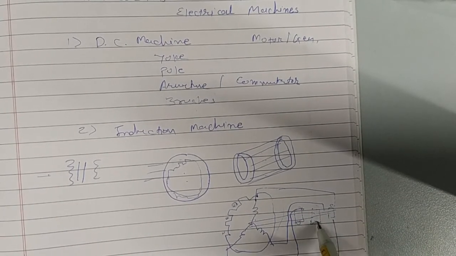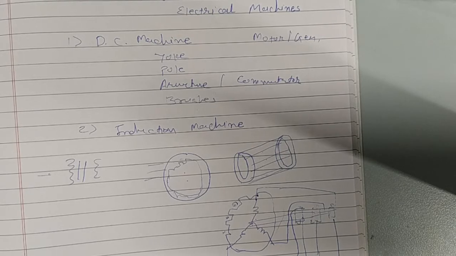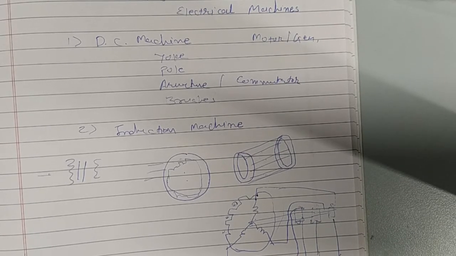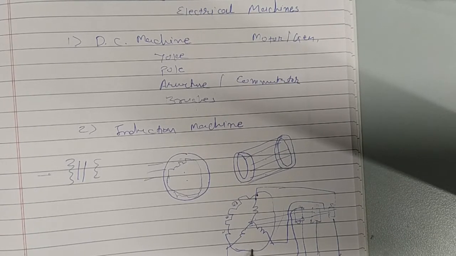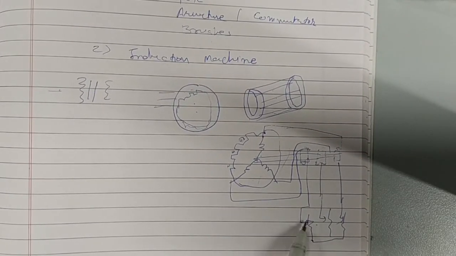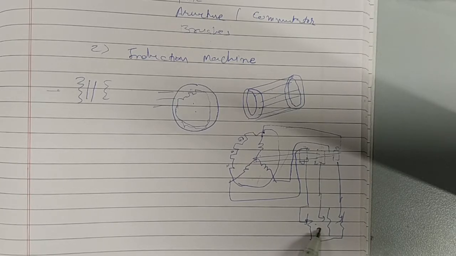And through this external circuit, these will be connected to variable resistances like this. The purpose of these variable resistances is that they will provide a good starting torque to your slip ring type of induction motor, and also they will be used for speed control purposes.